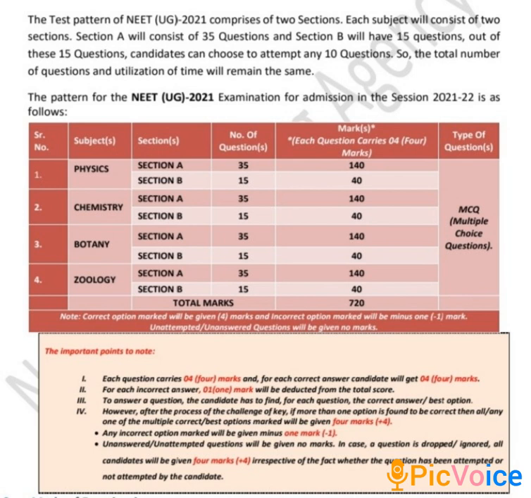The total score in section A will be 140, that is 35 multiplied by 4, and in section B, 10 multiplied by 4, 40 marks. So 180 for sections A and B in total. That 180 multiplied by 4 papers gives you a total of 720. Hope you all are aware of the new pattern. Thank you.